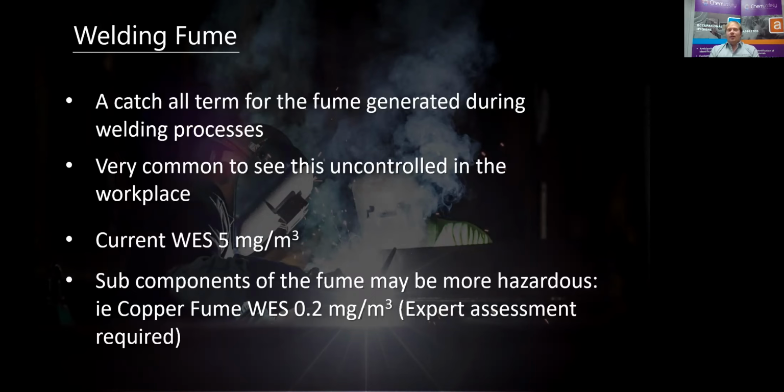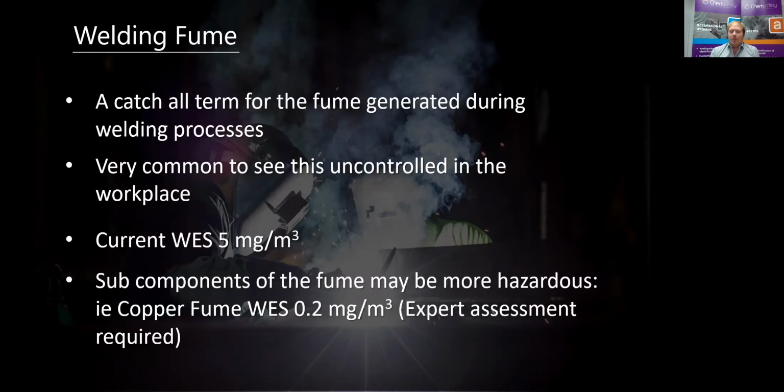So some examples of this, as you can see here on the slide, copper fume has a workplace exposure standard of 0.2 milligrams per metre cubed, and this is why you've got to be trained in how to monitor for these hazardous substances before you go out and do it. You may miss these subcomponents of the fume that are a lot more hazardous than the general welding fume.